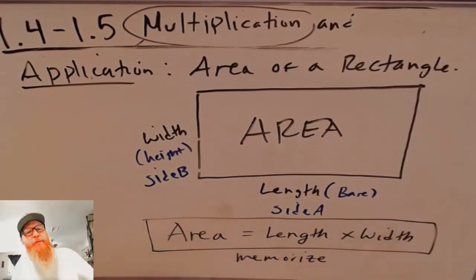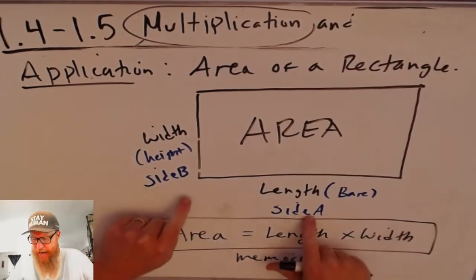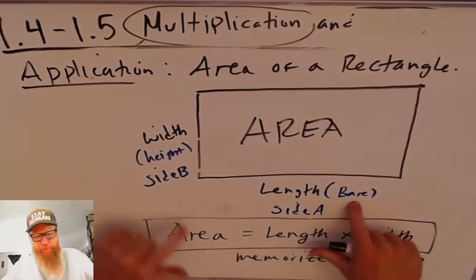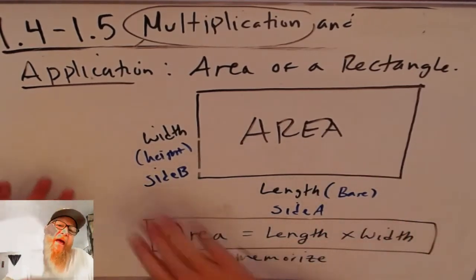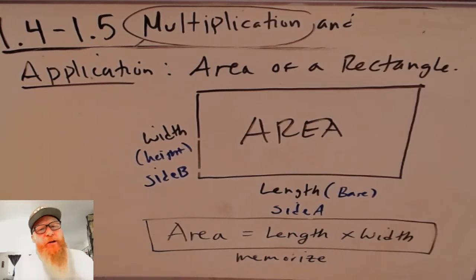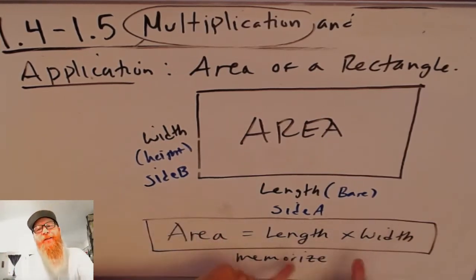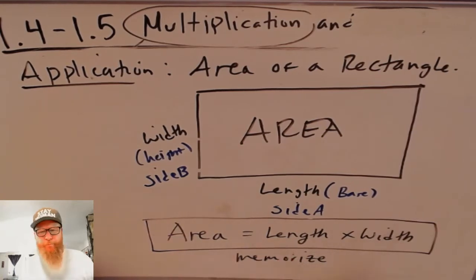However, we sometimes change the words. We might say side A times side B, or we might say base times height. Some people will say height and width. It really doesn't matter what you call it. Tomato, tomato, tomate. There's lots of different ways, although this is the way we typically memorize it.